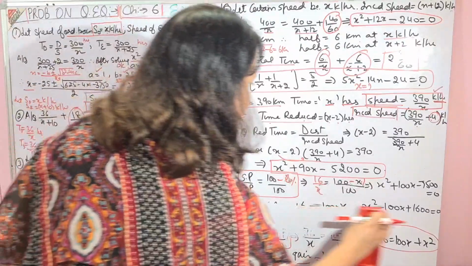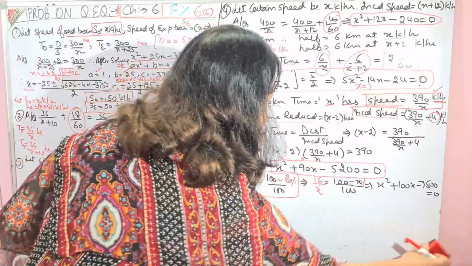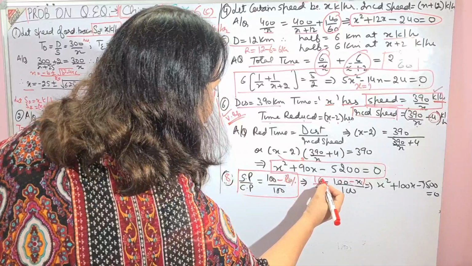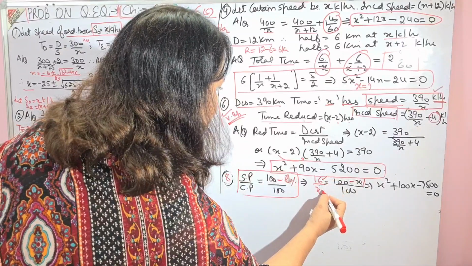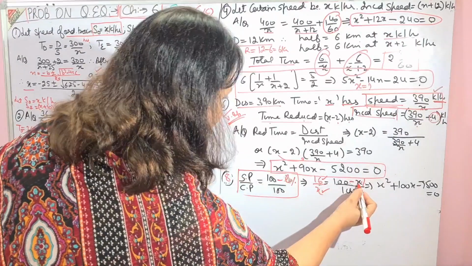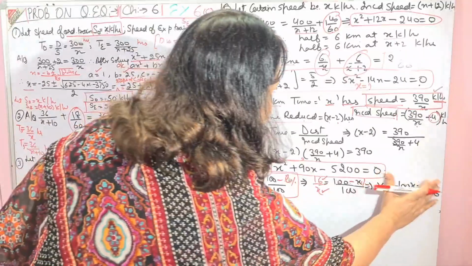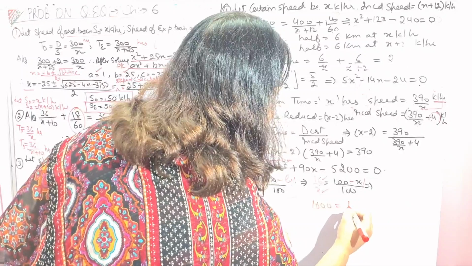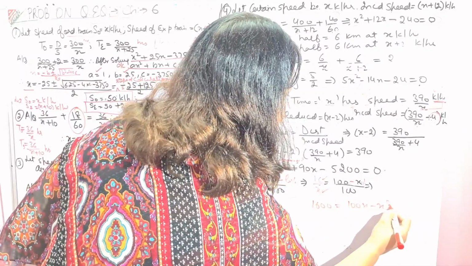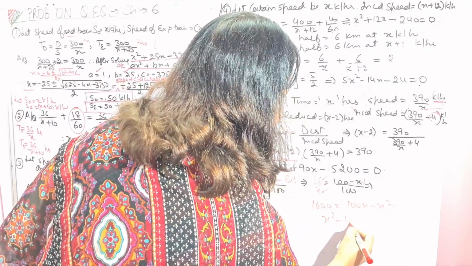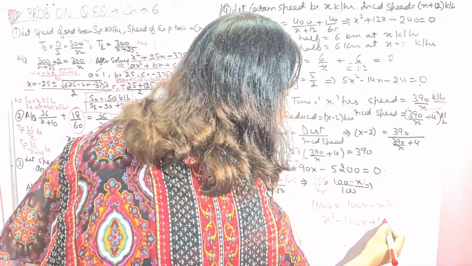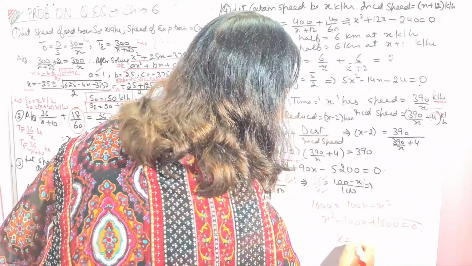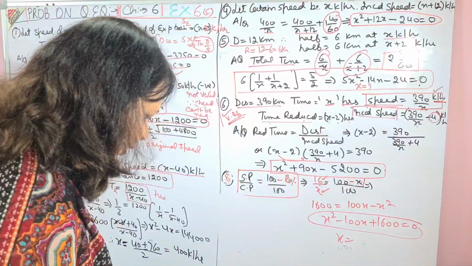I'll do it here again so that you don't get confused. See, loss percent. So I wrote SP 16, CP was given x, loss percent was x%, cross multiply, and you will get your answer. 1600 is equal to 100x minus x square, or x square minus 100x plus 1600 is your required equation, from where you will find the value of x, and x in this question is loss percent.